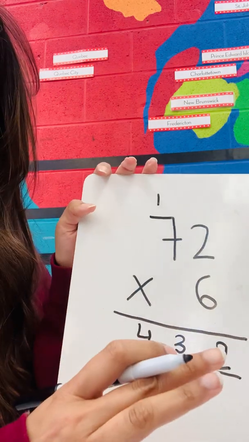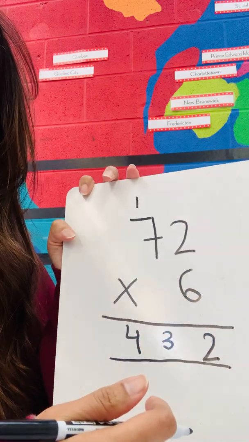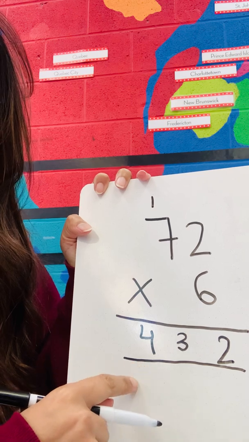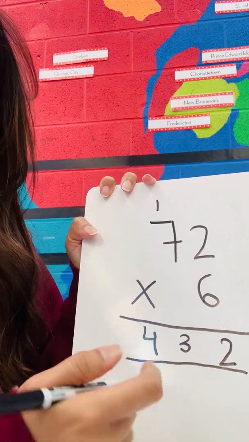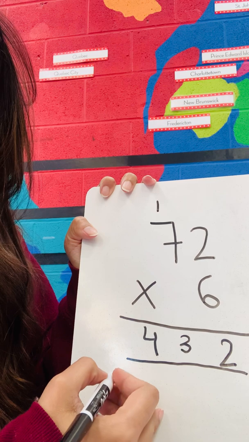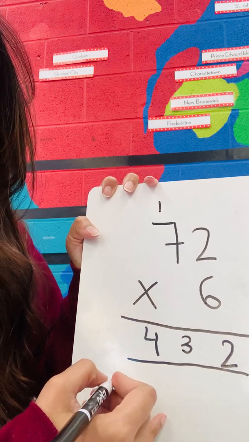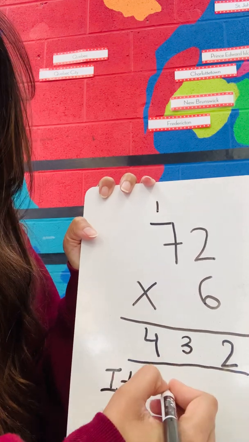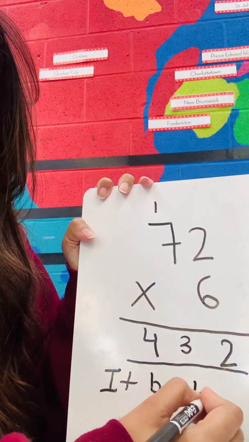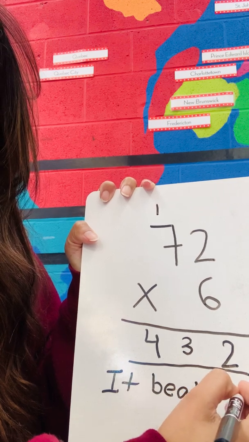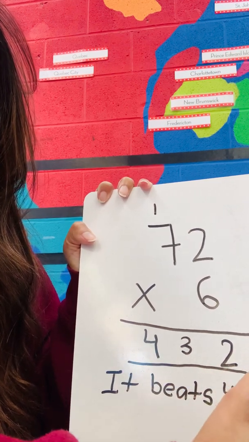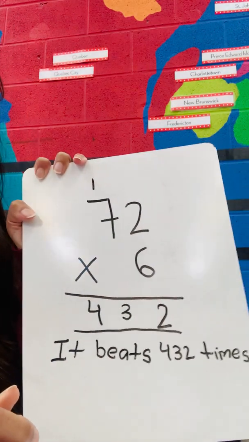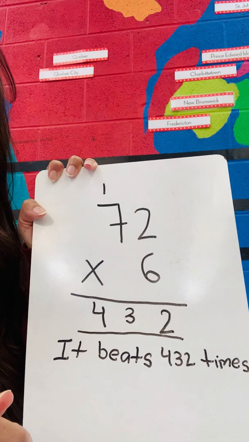432. Now, am I done my question completely? No, I'm not done. I still have to go ahead and write my sentence. So here we go. It beats 432 times. There we go. Now I am done my question.